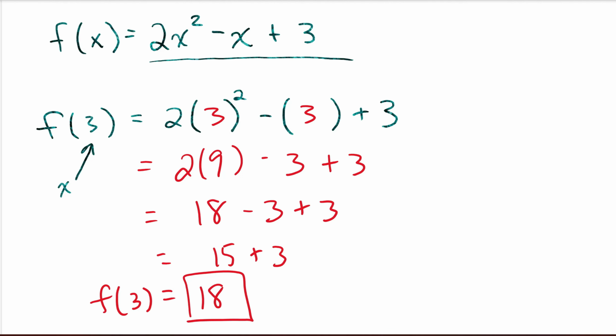18 is our y. Sometimes they may ask, it depends if you're using some type of computer algebra system, to input it as an ordered pair. An ordered pair is written with parentheses with a comma between the two values, the x value and the y value. So we'll have (3, 18).